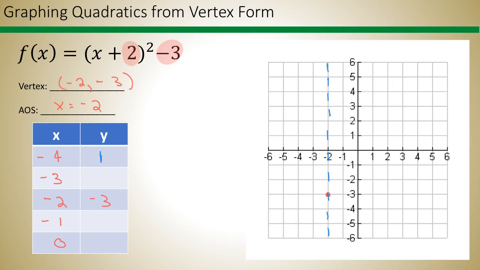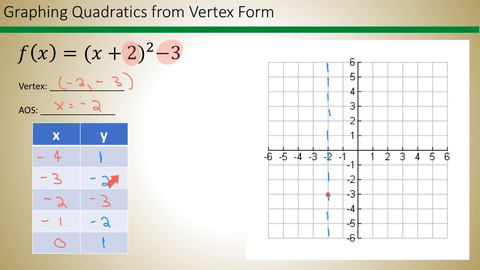If I put negative 3 in, negative 3 plus 2 is negative 1. Negative 1 squared is 1. 1 minus 3, that's going to be negative 2. And then if I do the same thing with negative 1, negative 1 plus 2 is 1. 1 squared is 1. 1 minus 3, that's also negative 2. And then the last one, 0. 0 plus 2 is 2. 2 squared is 4. 4 minus 3 is 1. So we're going to have a 1 there.